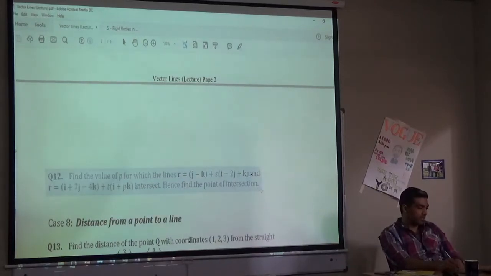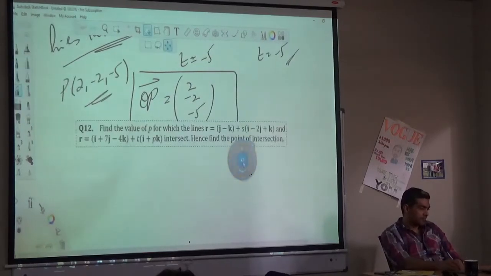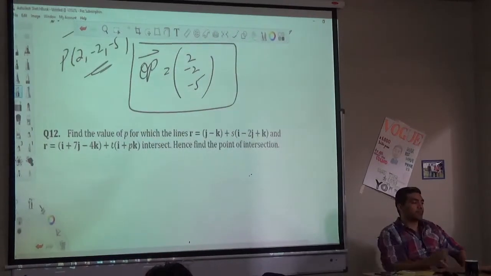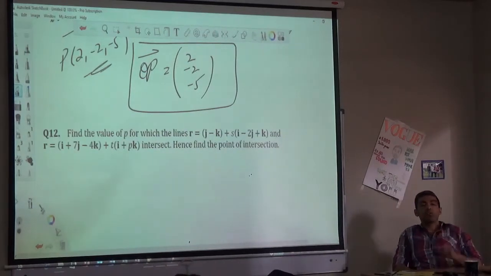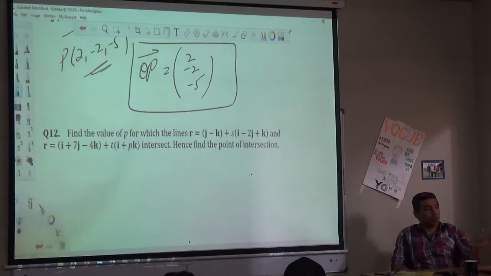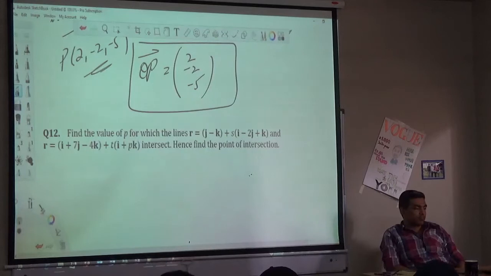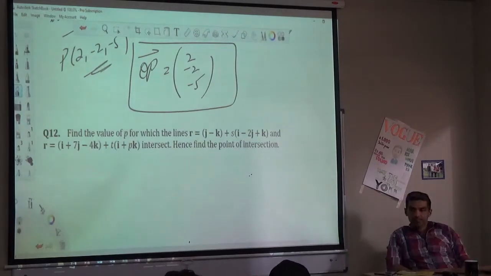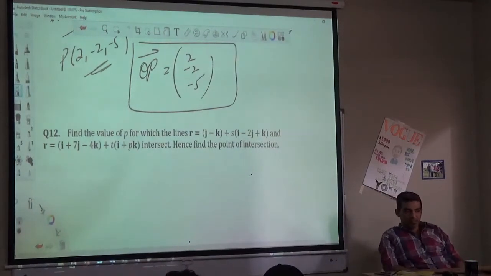Last question of the day. Now see in this question, the question has already told you that the lines are intersecting. They're not asking you to show that they intersect. They're giving you the information that the lines do intersect. So keeping that in mind, how do you find the value of P? The procedure is the same. Get the parametric equations. You don't need to do step 1 here because we're not showing it.